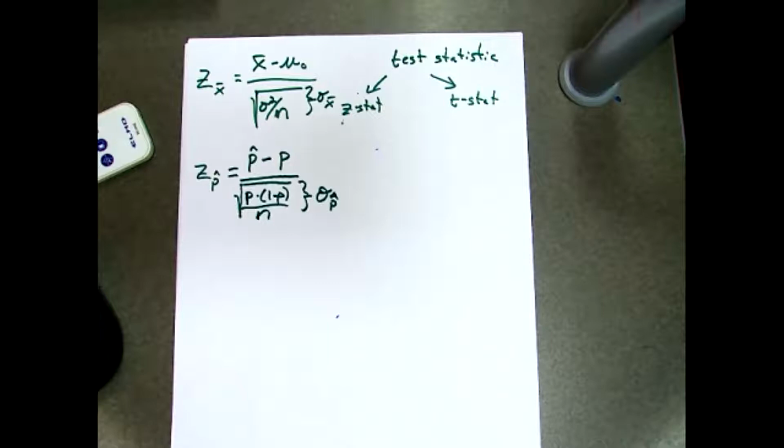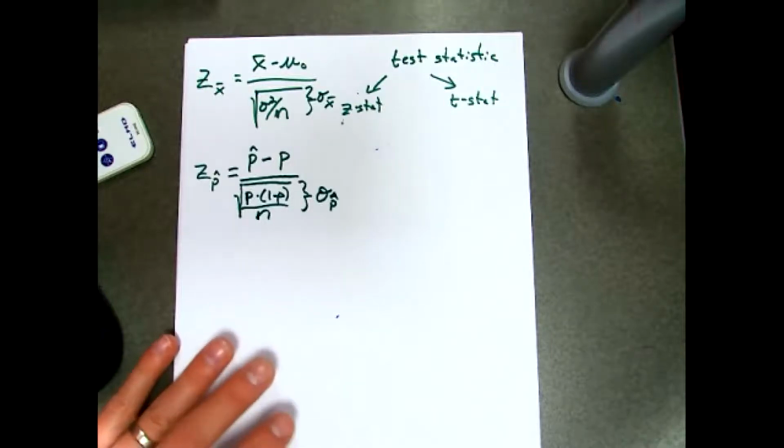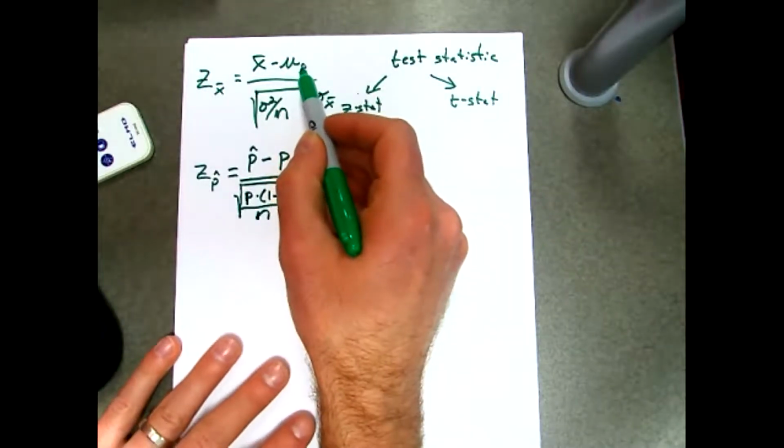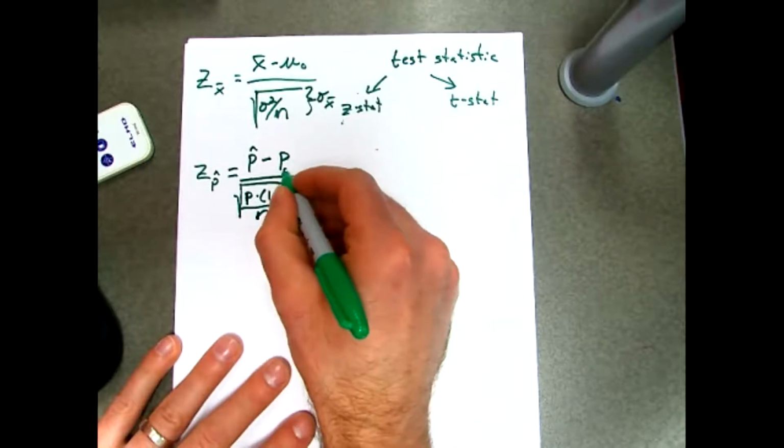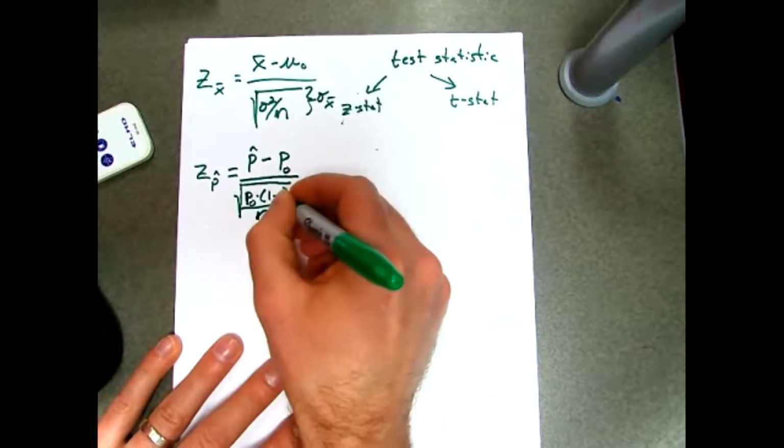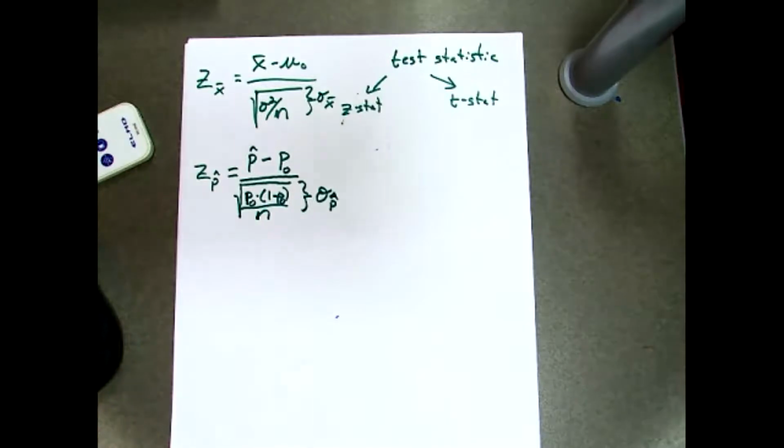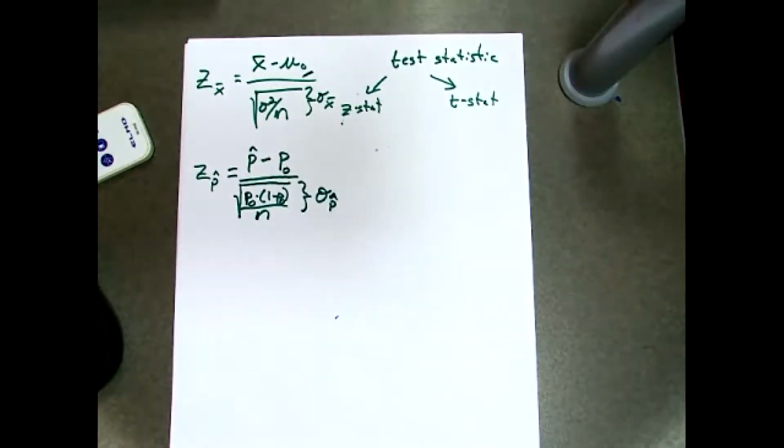But here, I don't know the population proportion, so what do we do? Well, I didn't know the population mean either, so I was using that assumed true value. So in here, I'm going to be using that assumed true population proportion. That value is going to come from my null and alternative hypotheses, just like that assumed true population mean came from my null and alternative hypotheses.